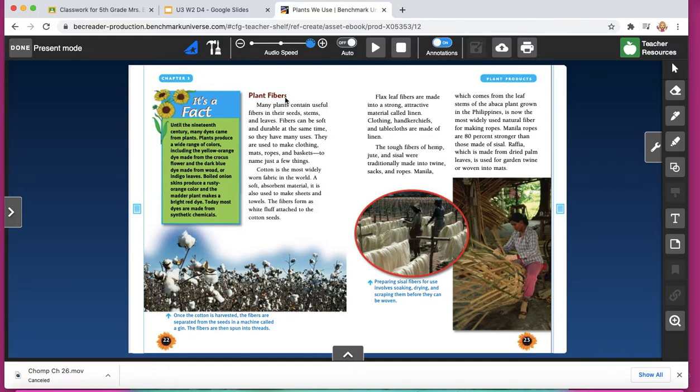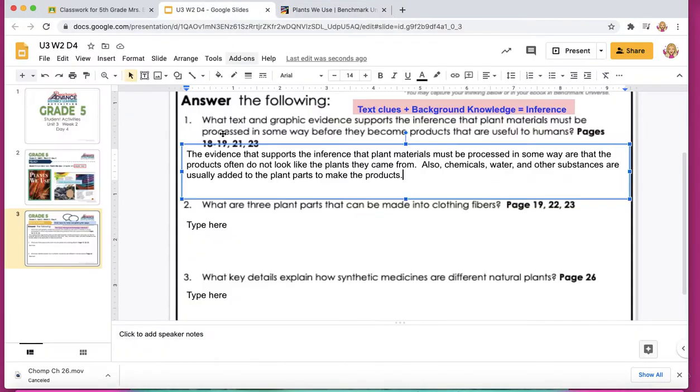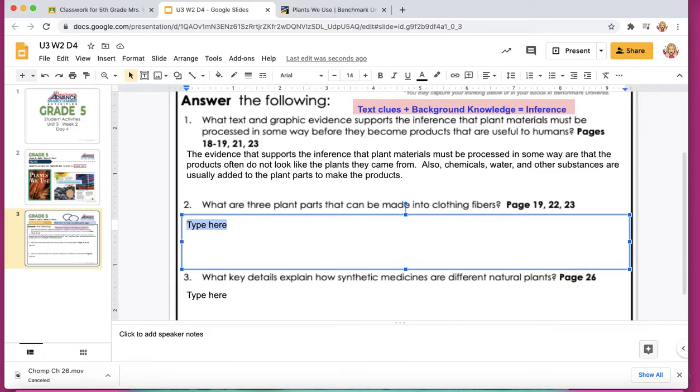It says plant fibers. Many plants contain useful fibers in their seeds, stems, and leaves. So this is one of those right there in the text. This tells us the 3 parts are the seeds, stems, and leaves that make clothing. So what are the 3 plant parts? The 3 plant parts that can be made into clothing fibers are, and you fill in the blank with the 3 I just told you. If you forgot, you can rewind the video or look in your text.